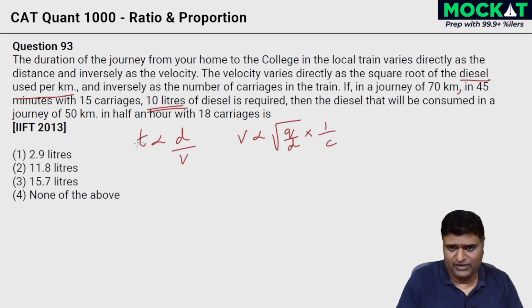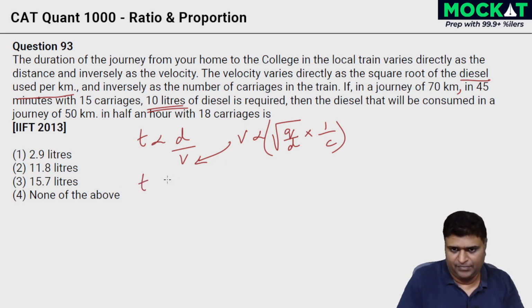So we have T varies with D by V, and V over here is proportional to this. And how do we merge these two? We've seen this in the proportion variation lesson at mockat.com. We just need to substitute this V, this portion over here. We don't need to write it in terms of K. Two different constants are not required. Just plug this part in over here in the denominator.